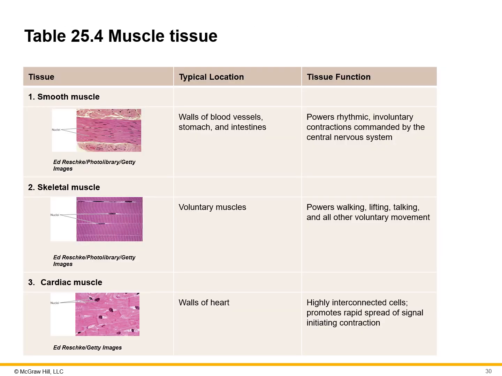Again, our nice little summary tables here. So again, smooth, no striations there. So these are mainly found on the walls of vessels, the stomach or intestine. This is going to be involuntary contractions commanded by the nervous system. So again, we don't have to think about making our stomach send food through it. It just happens, or blood to flow through our vessels. That just happens. Our skeletal muscle, though, that's going to be the voluntary muscle contraction. Again, striations are seen there. And then cardiac, as the name implies, that's a muscle around the heart, and it is also striated.